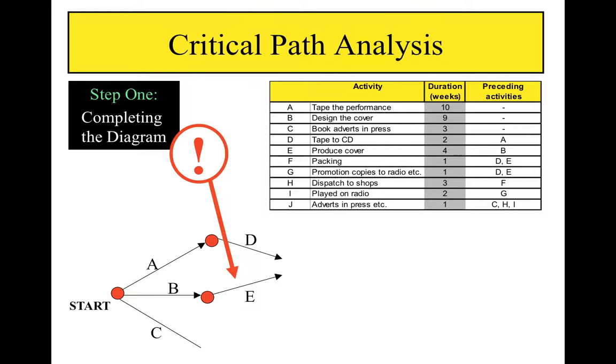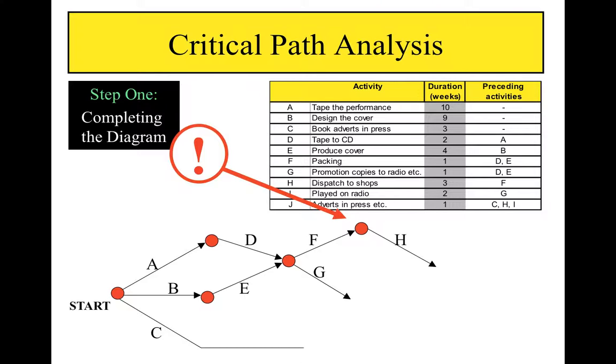After this, we notice that activity F must be preceded by both activity D and by activity E. We can represent this by joining D and E together at a single node, with activity F following. Activity G also follows after activities D and E, and can therefore be drawn after the same node.